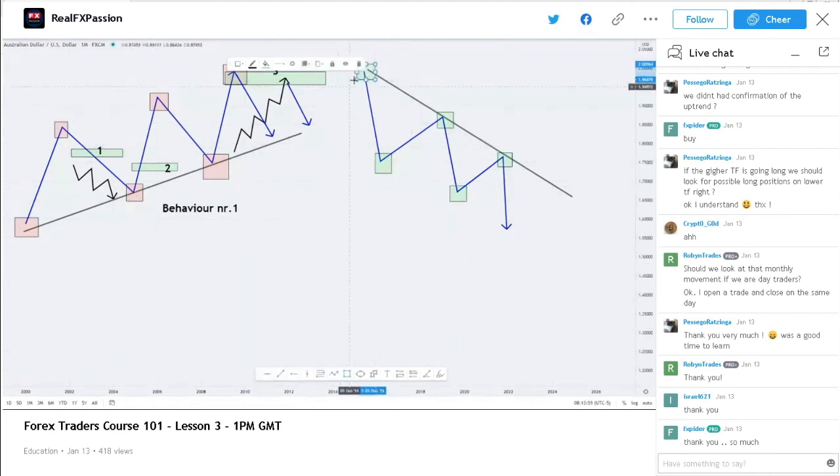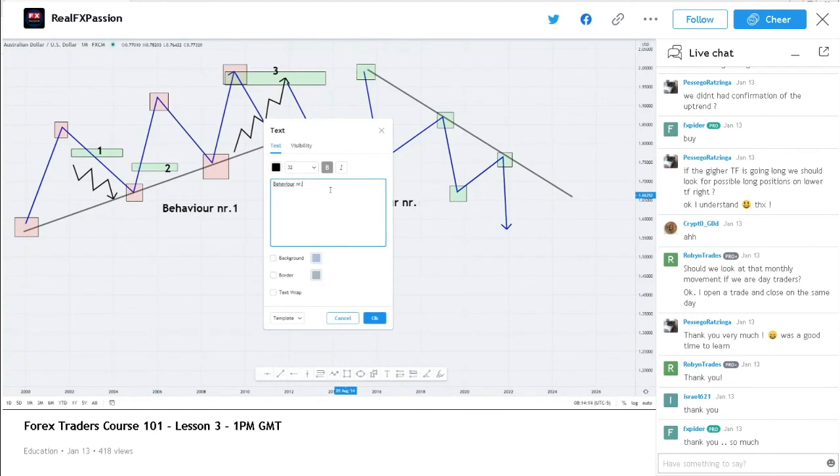The market's making lower lows, lower highs, lower lows, lower highs. So this is behavior number 2, and clone. Let me see here, double click maybe, click. Okay, this is behavior number 2.